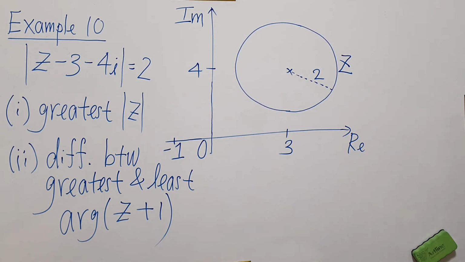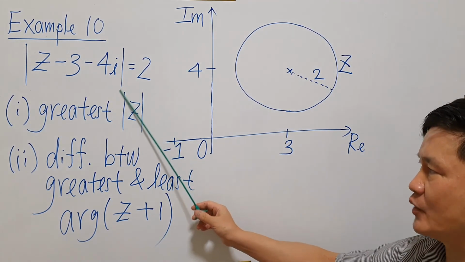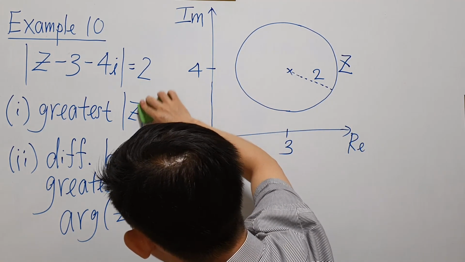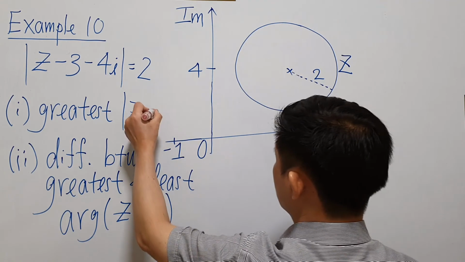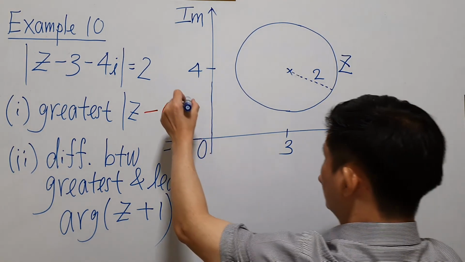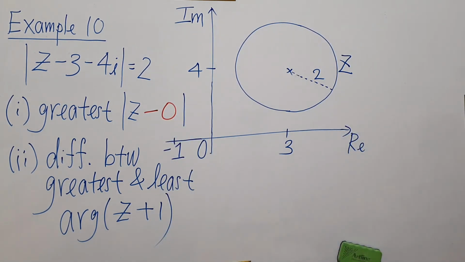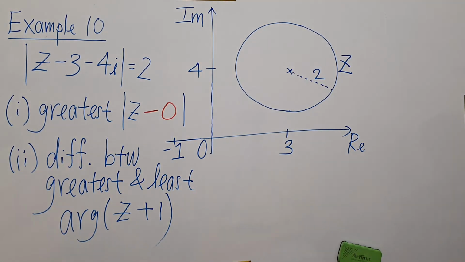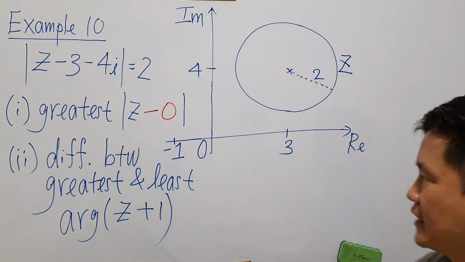So to answer part 1, first and foremost, you must understand what this expression means. Modulus of z, if you were to rewrite it, becomes modulus of z minus 0. So modulus of z is the same as modulus of z minus 0, and this expression means the distance from origin to the complex number z. So therefore, part 1 requires you to find the greatest distance from origin to the complex number z.